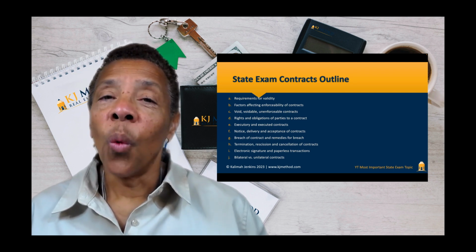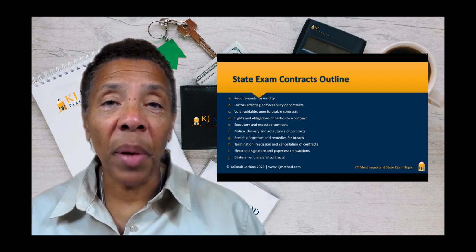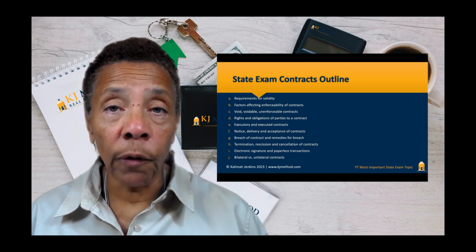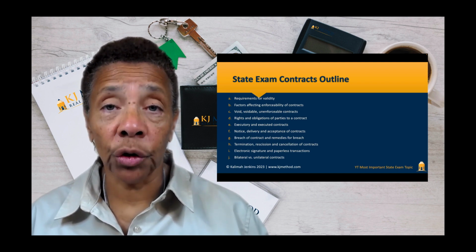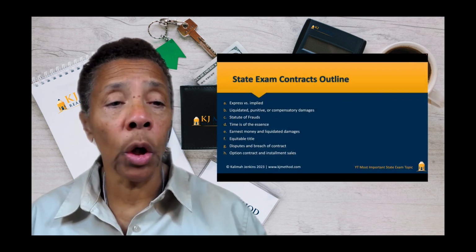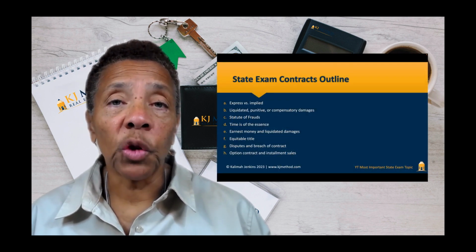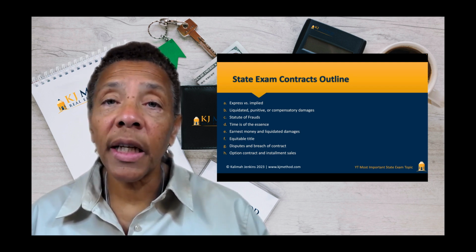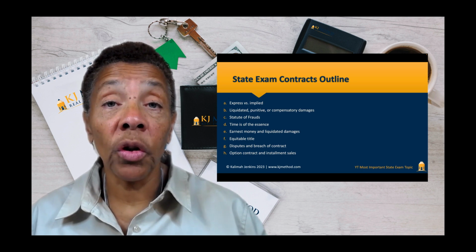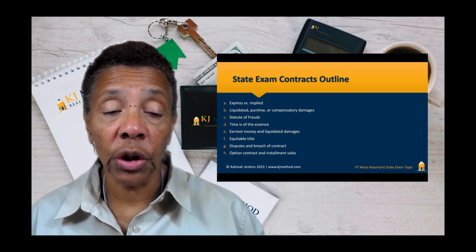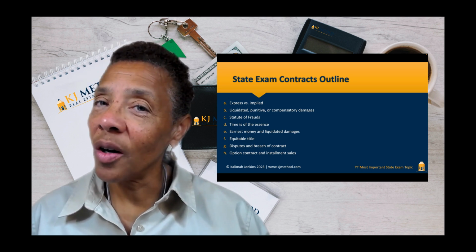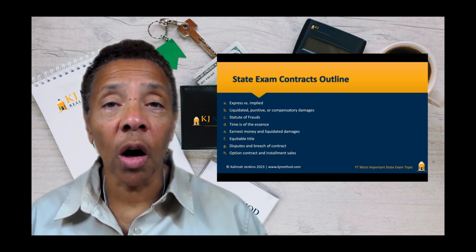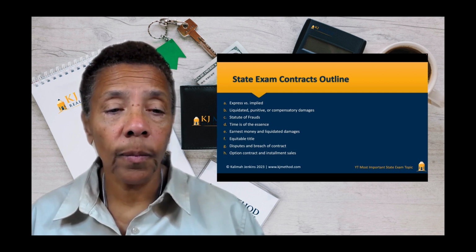What is an electronic signature and paperless transactions, and what does it mean to have a bilateral versus a unilateral contract? Continuing on. What is the difference between an express and implied contract? What is liquidated damages, punitive damages, and compensatory damages? What is the statute of frauds? What does it mean if a contract has a time is of the essence clause?